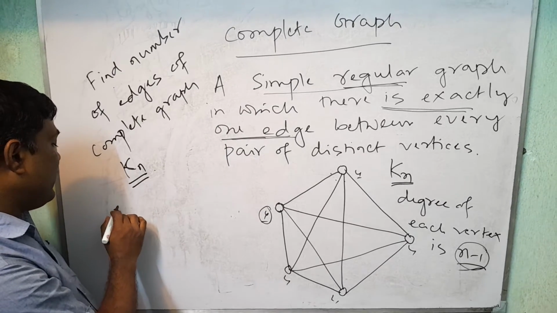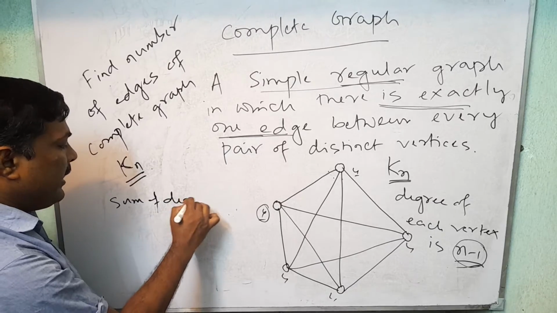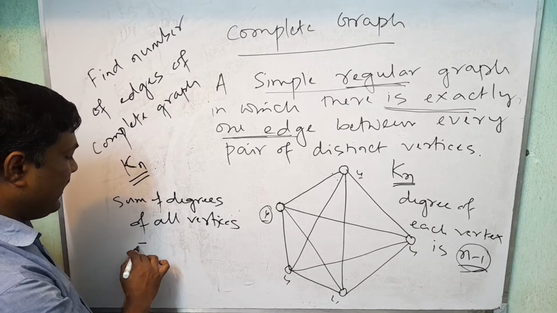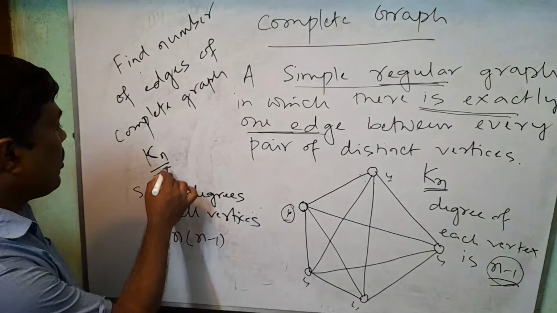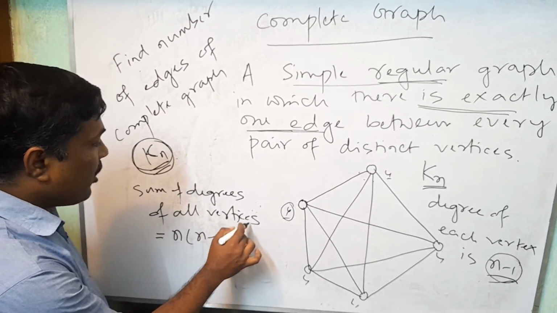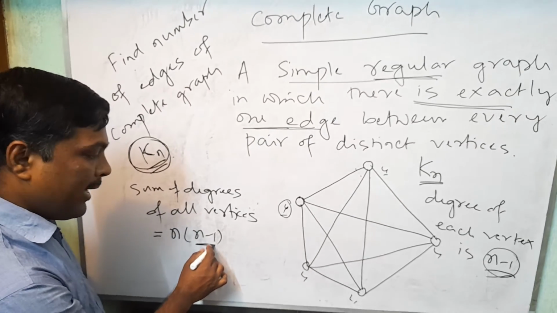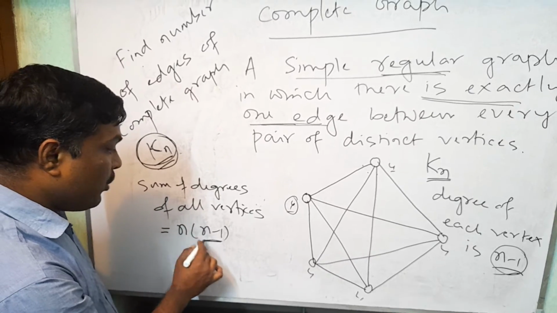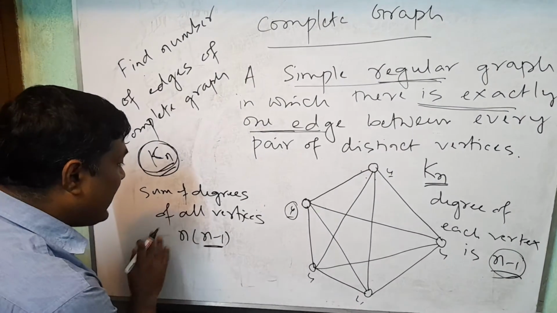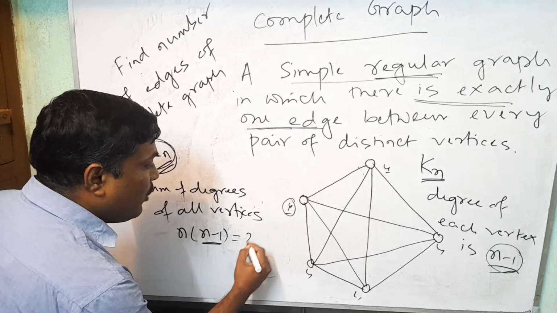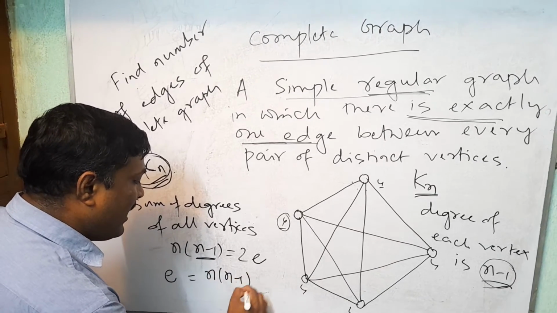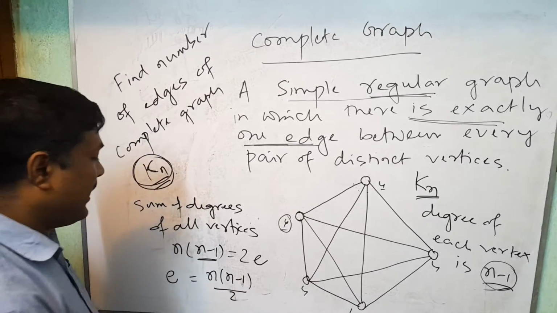So the sum of degrees of all the vertices of this complete graph Kn is, each vertex has degree n minus 1 and the number of vertices is n, so it is n into n minus 1. Now by the handshaking theorem, the sum of degrees of all the vertices is 2 into the number of edges. So the number of edges equals n into n minus 1 divided by 2.